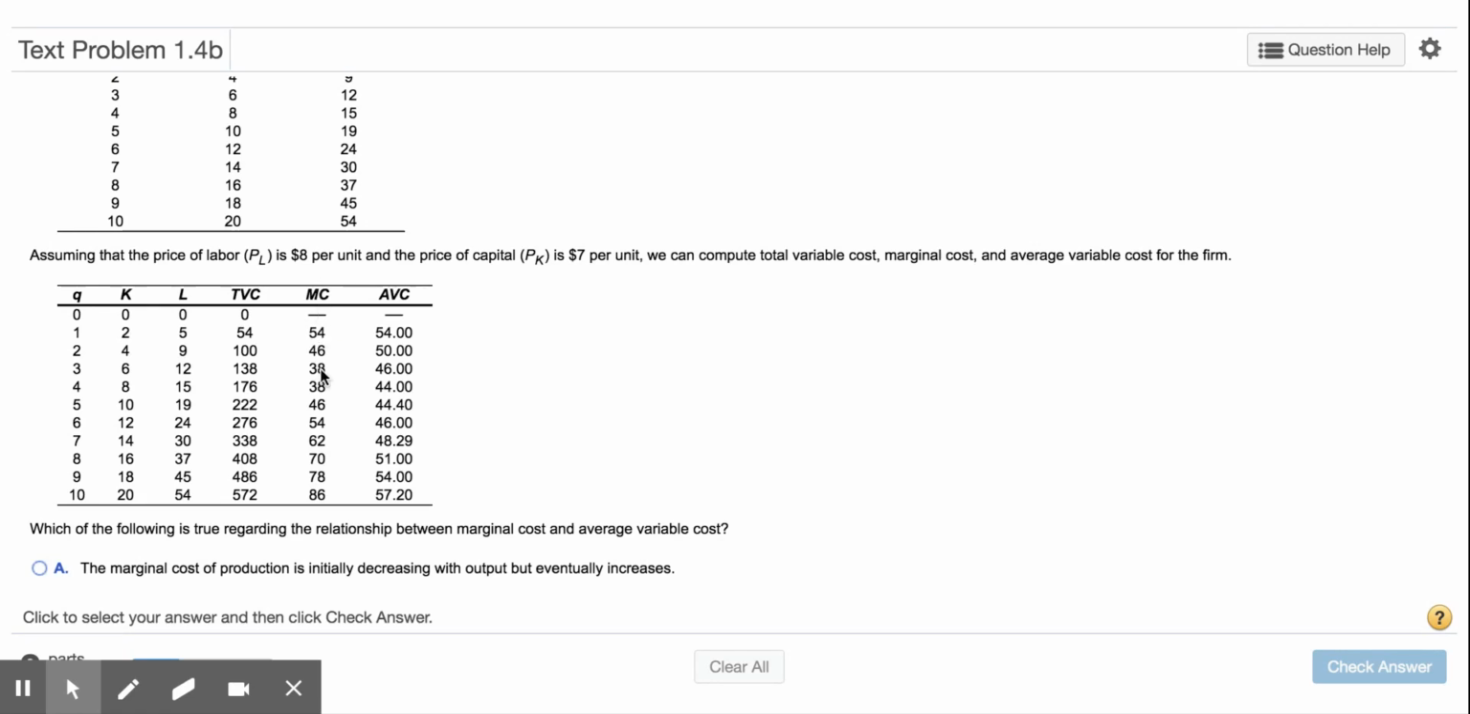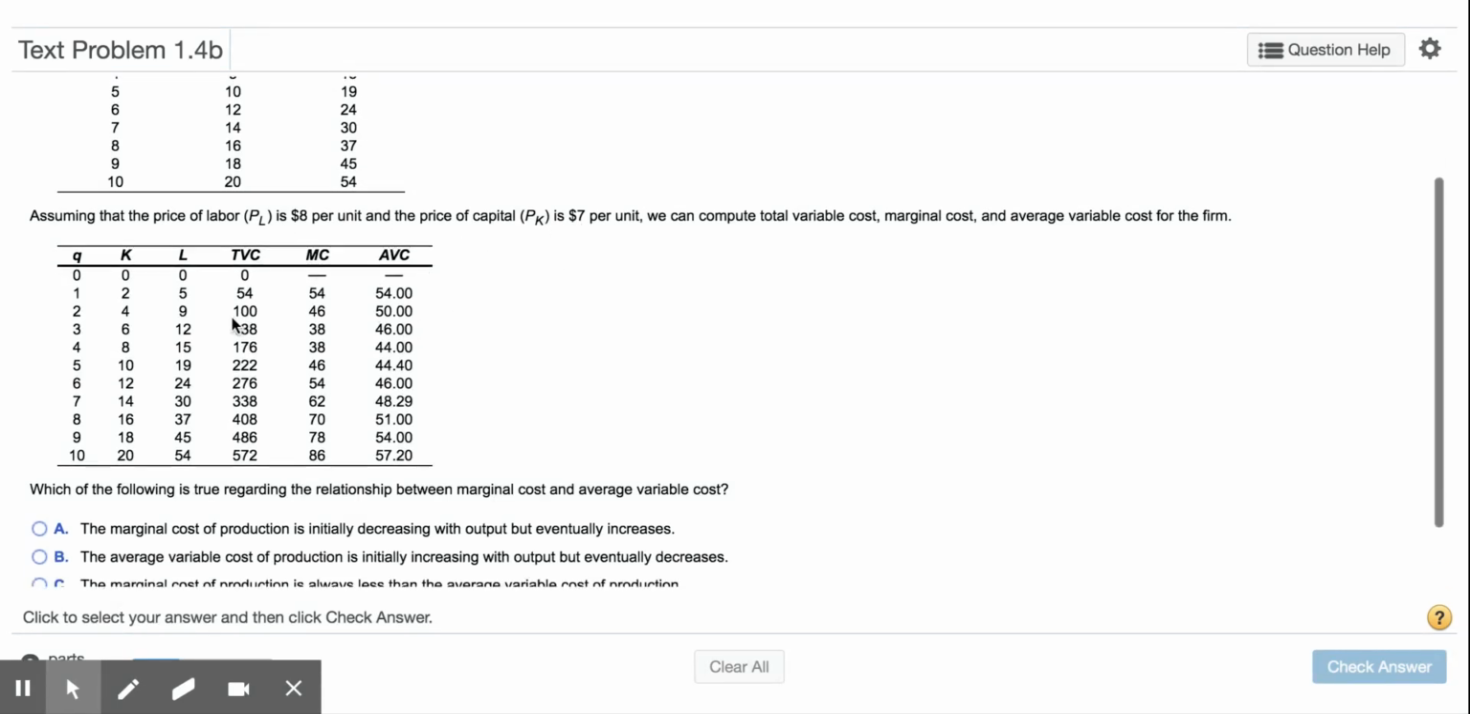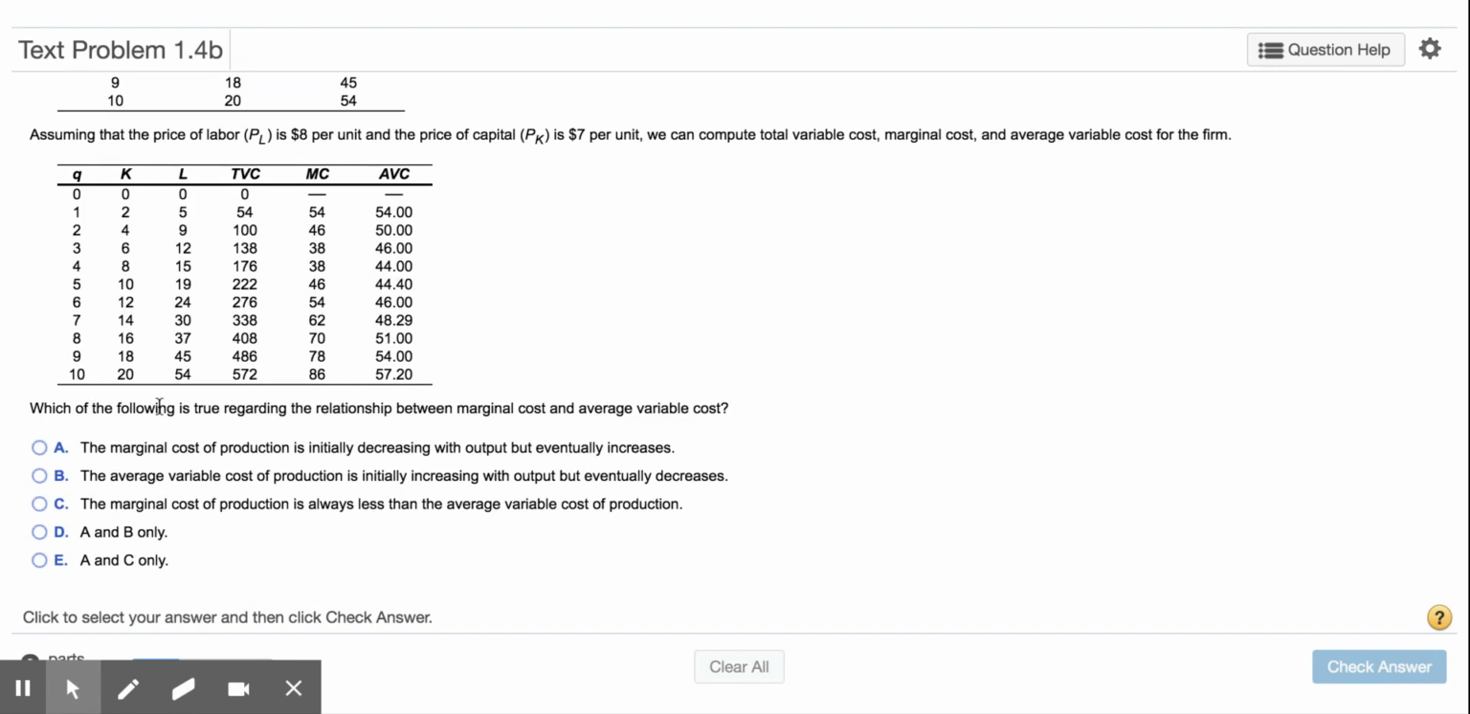We calculated marginal cost and average variable cost. Over here we have the total variable cost. Of course, we can calculate it if we know the price of labor and the price of capital. However, the question in here is asking us, based on the relationship, which of the following is true regarding the relationship between marginal cost and average variable cost?